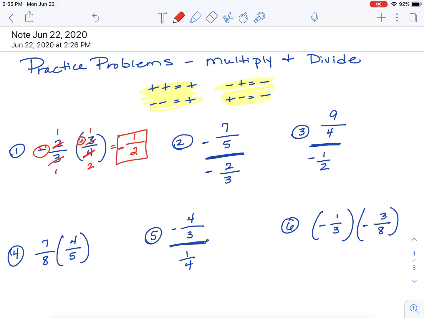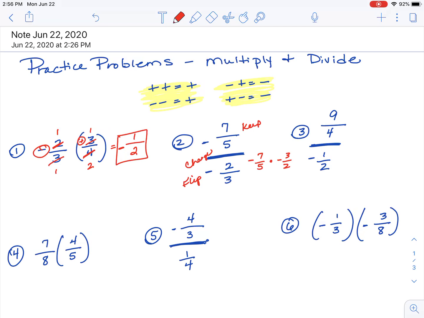Okay, here's division. So it's actually going to be negative 7/5 times, keep, change, flip, and I'm going to multiply it by a negative 3/2.